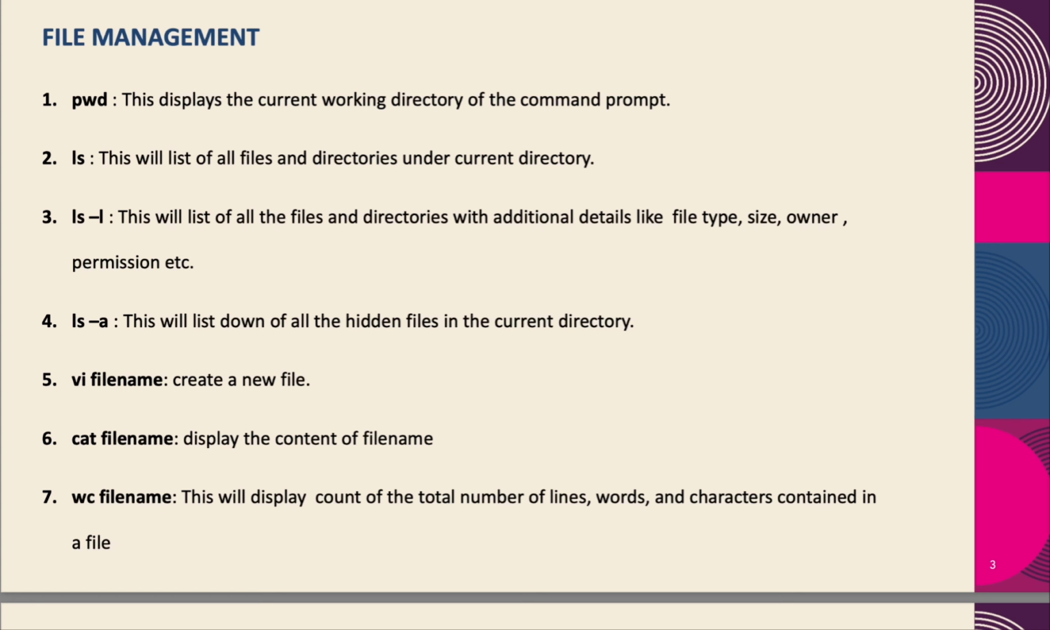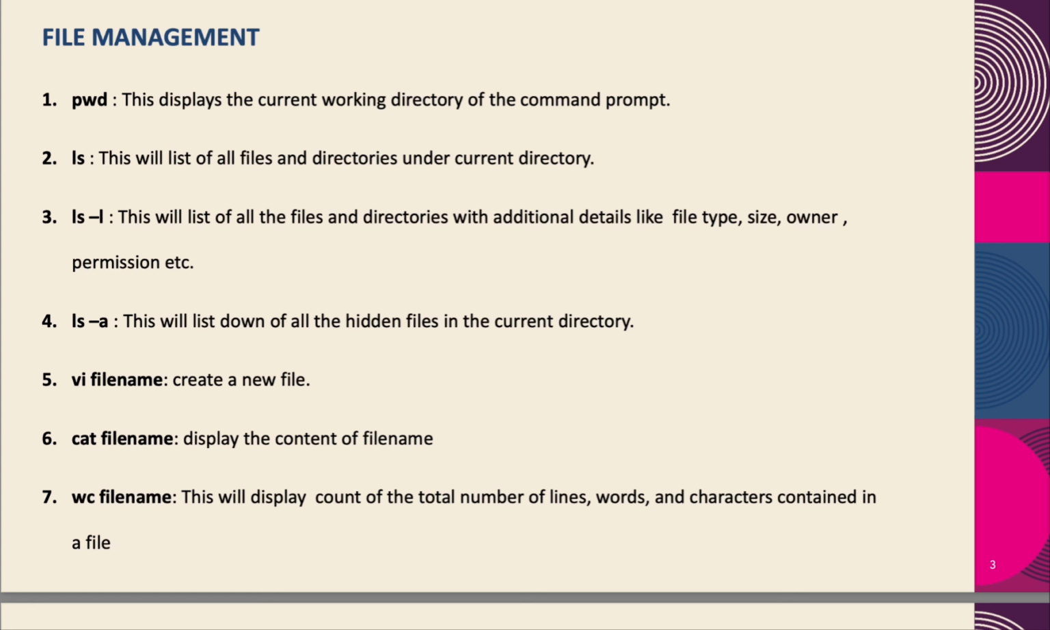There are multiple versions of this ls command. ls -l will list all the files and directories with additional information like the file type, whether it's a doc, PDF, etc., size, owner, and permissions. ls -a will list all the hidden files in the current directory. So ls -l will show only the visible files which are not hidden, and ls -a will show the hidden files as well.